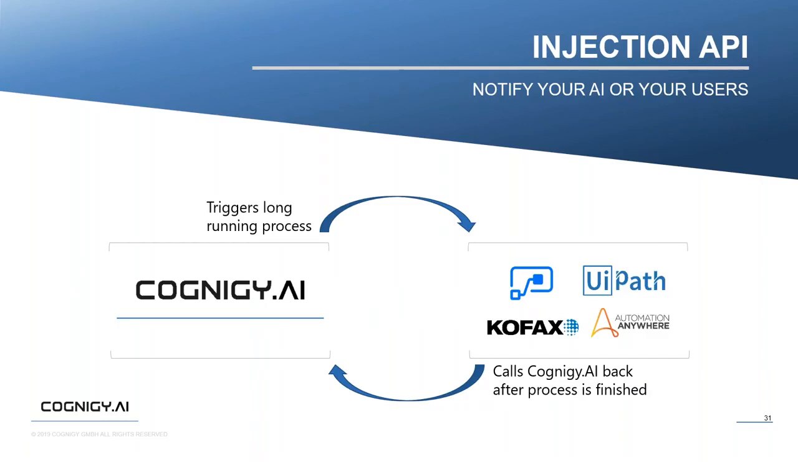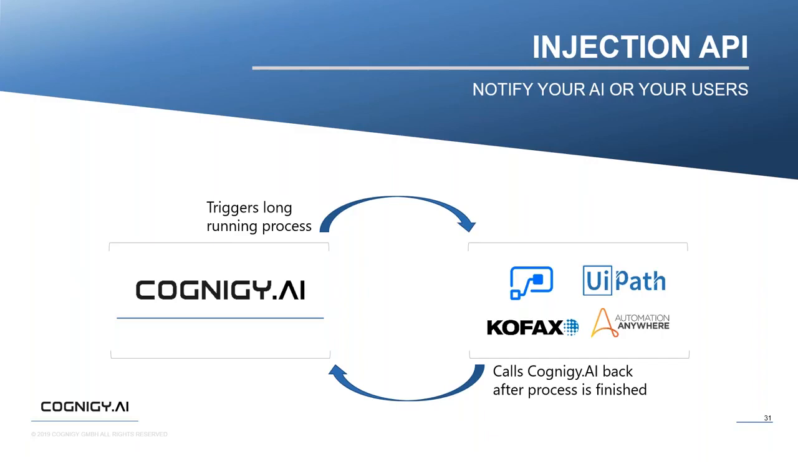Now, the last feature we want to talk about today is a rather technical feature, yet one that enables seriously amazing use cases. In fact, we've seen this feature in action before today, where the Microsoft Flow integration called Cognigy.AI back to tell the user that their request was approved.